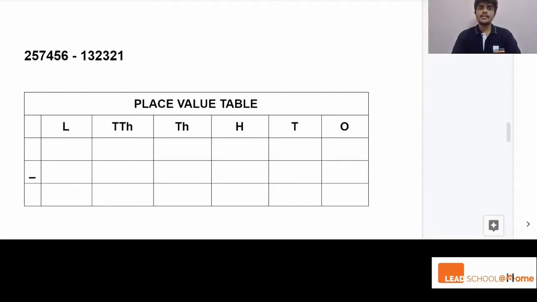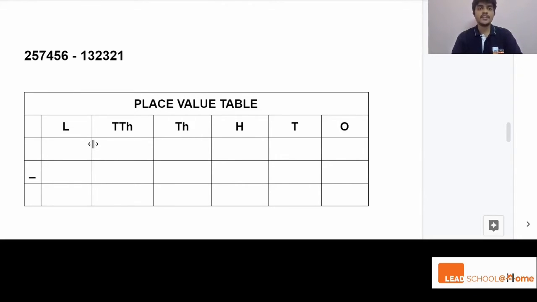Alright students, our time is up. I hope all of you have completed this question. Let us now check our answer. Please put down your pens and pencils while we check. The first step is we draw the place value table and write both numbers in it. The bigger number should come at the top and the smaller number at the bottom.